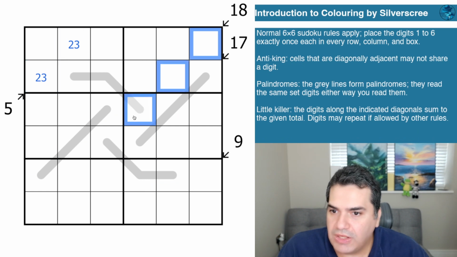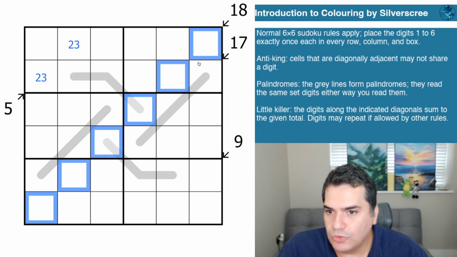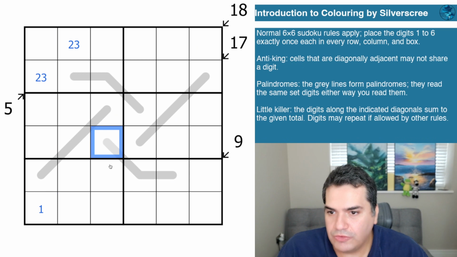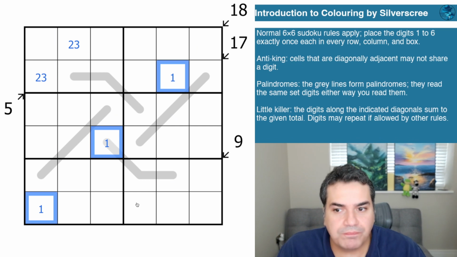But this 18 diagonal that you can see here, this little killer clue, well, under all the rules that we just heard, if this is a 1, nothing stops that from being a 1. We can certainly repeat digits under these rule sets.